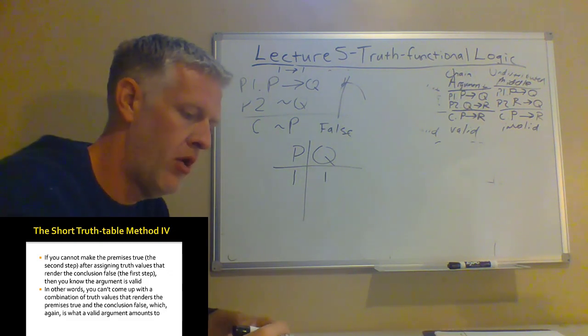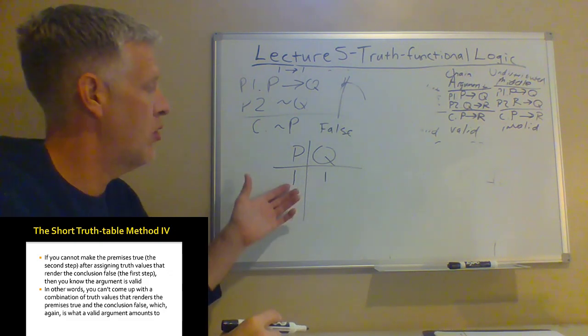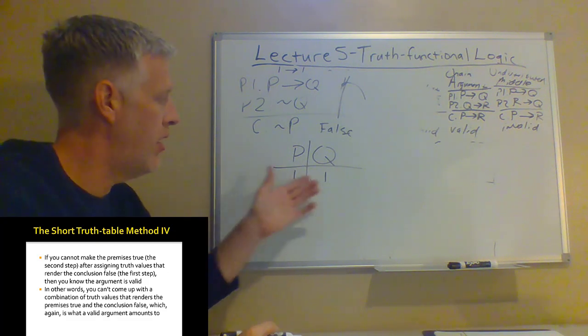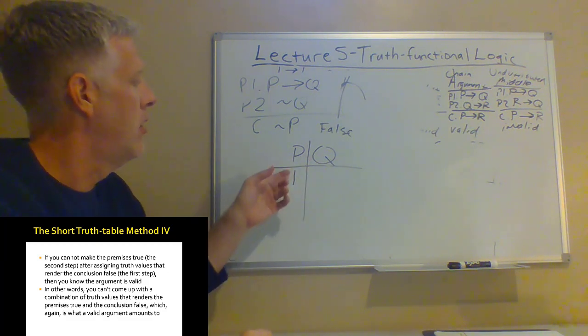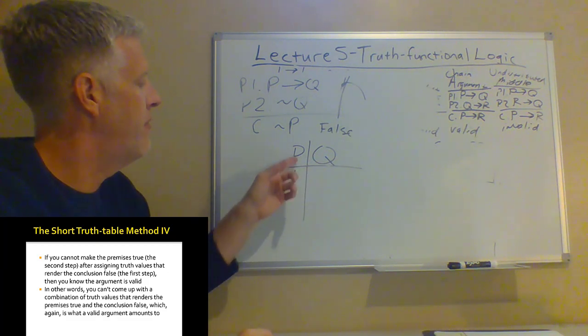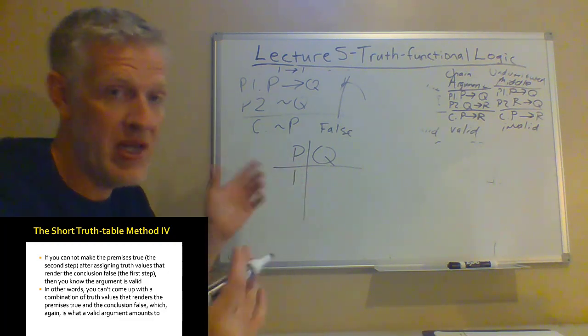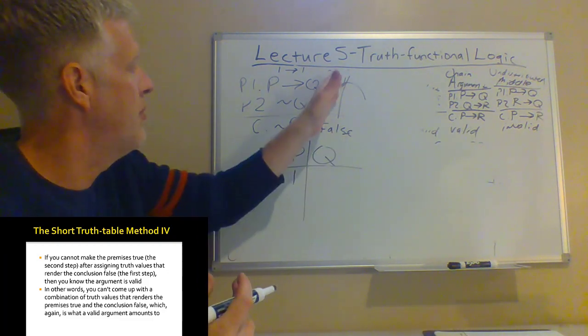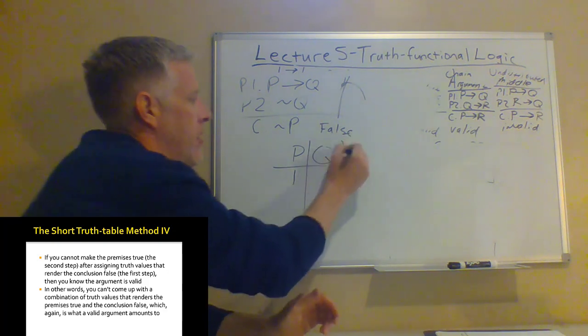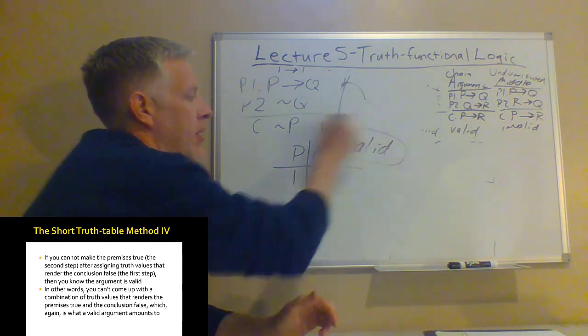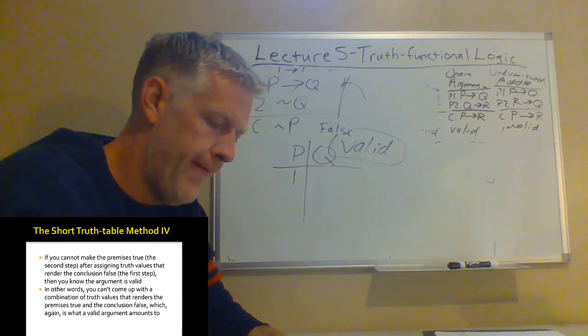So there's an example of trying to use the short truth table method where it fails. Using a truth value of true for P, which is what I needed to make the conclusion false, I couldn't also make the premises true. It's valid in that case. I can't come up with a scenario.